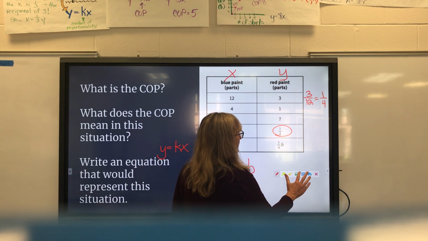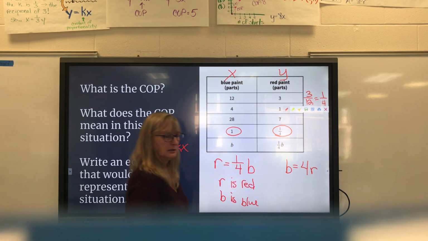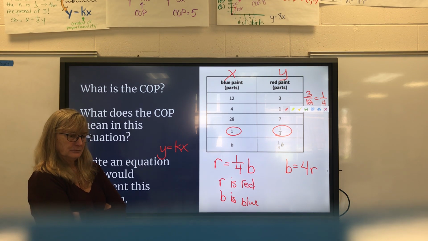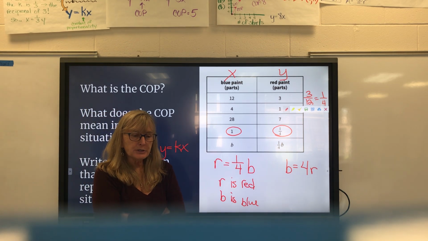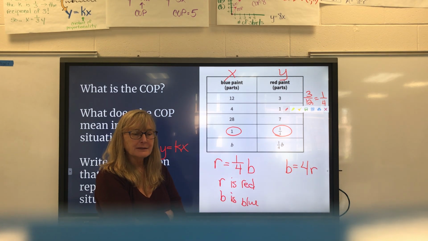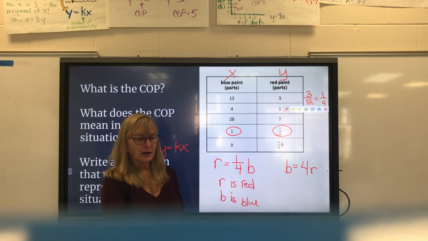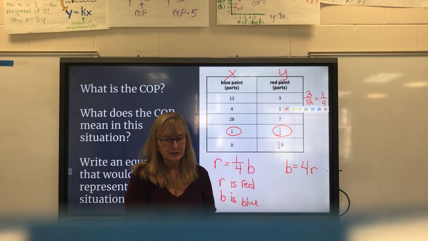Now, think about what we did in the other one. The other one we had B equals 4R. Tell me about those two equations. They're reciprocals. Were the tables switched in the other table? The other one had red here and blue here. That's why they're reciprocals. Okay? It's kind of like going from big to small and then small to big when we did scale factor. Make sense? All right.